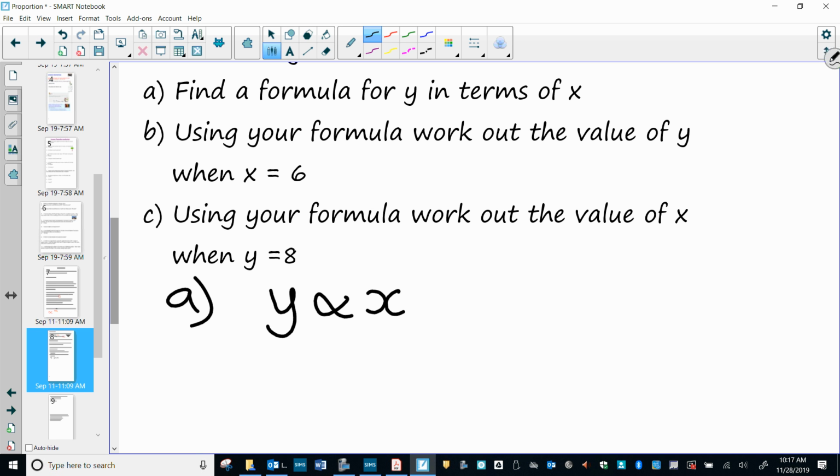Now, step 2 asks us to replace the proportional sign with equals k. So we're now going to write y equals kx. All I've done is replace the proportional sign with equals k. But does that still say y is directly proportional to x? Yes, because we've got this value k. So the equals k and the sign are exactly the same. So it doesn't matter which one we use?